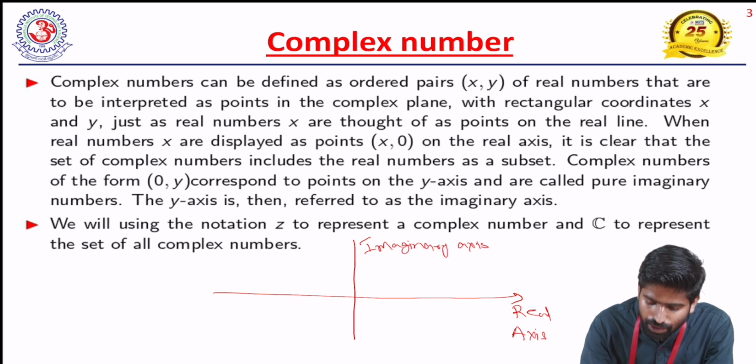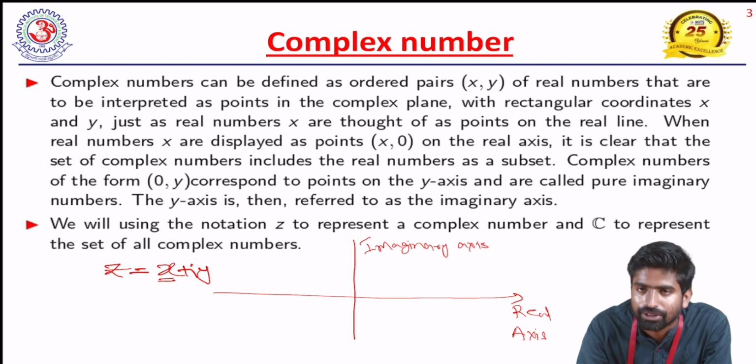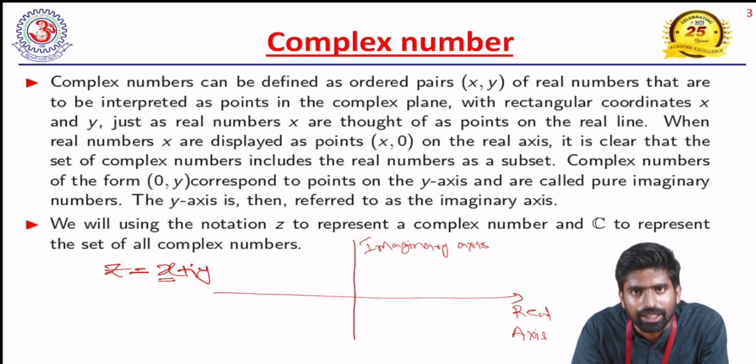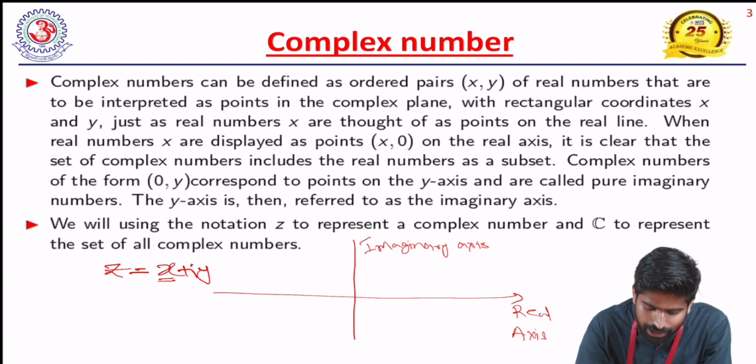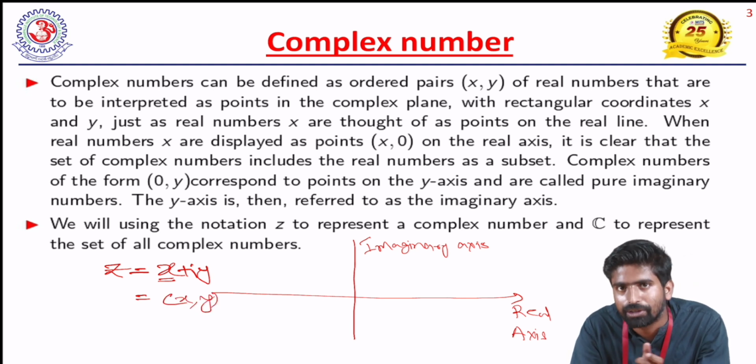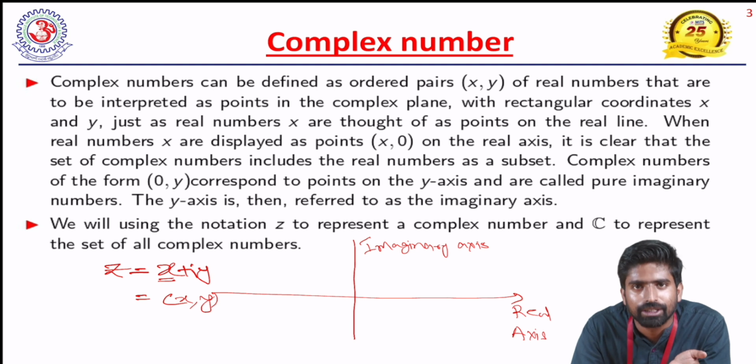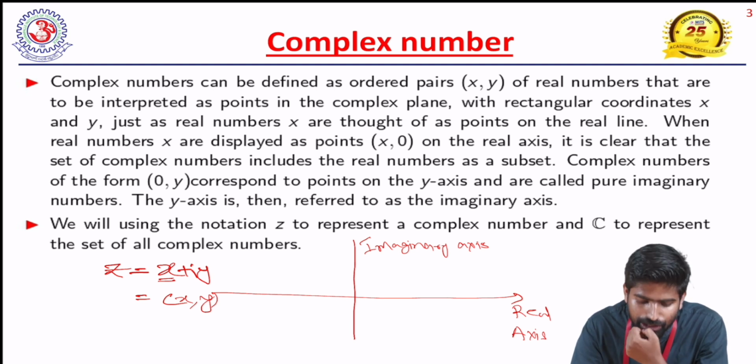Okay. So any complex number, say z equals a complex number, will be x plus iy, where x is the real part of the complex number and y is the imaginary part of the complex number. In a similar manner, we write (x, y) as an ordered pair, where the first component represents the real part and the second component represents the imaginary part.